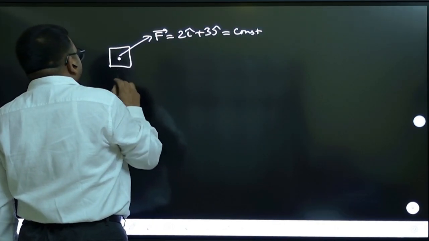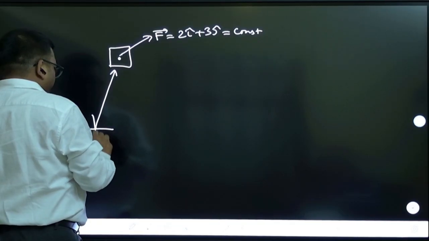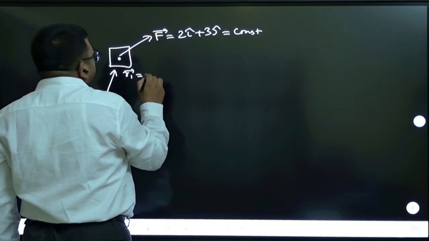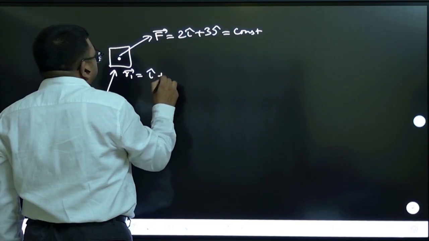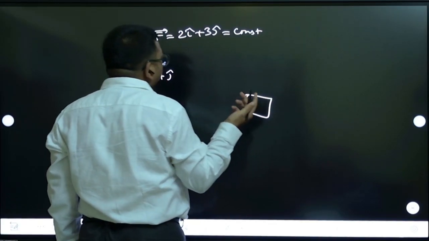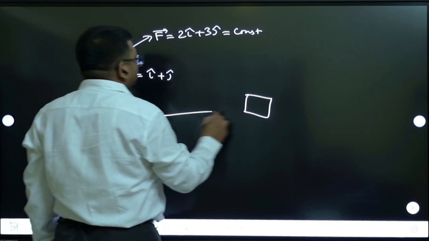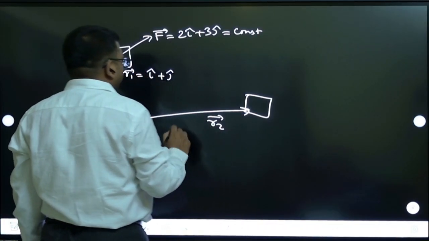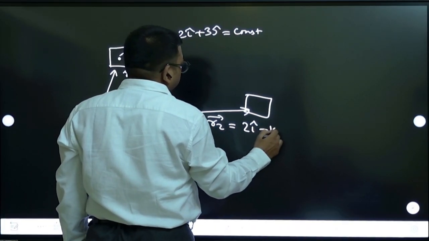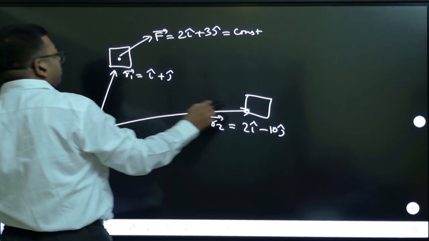The body is displacing from this position. Let us say right now it is at a position vector. Suppose from the origin they have given this position as r1 vector, and r1 vector is, let us say, i cap plus j cap. Then this body moves from here to, let us say, here. How it comes we don't know, but it has come and the same force is still acting. So now let us say this position vector is r2 vector. This r2 vector is also given, let us say, 2 i cap minus 10 j cap. So this block has come from here to here, moving in this plane.